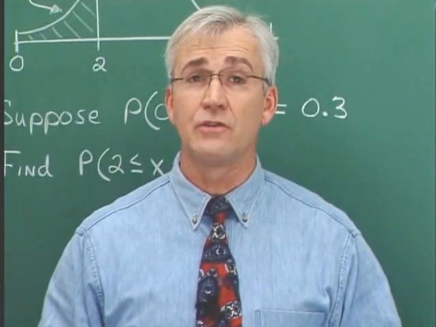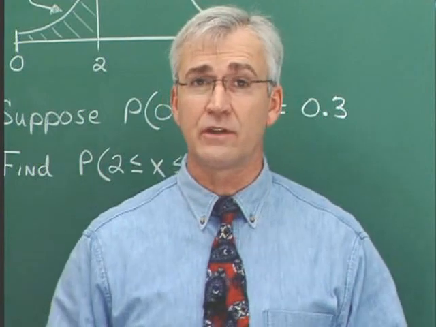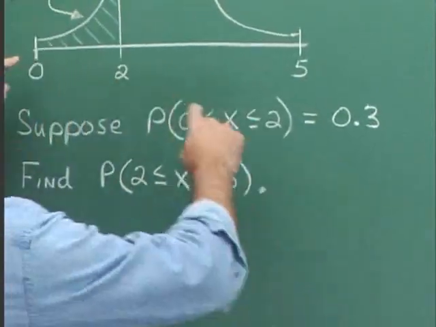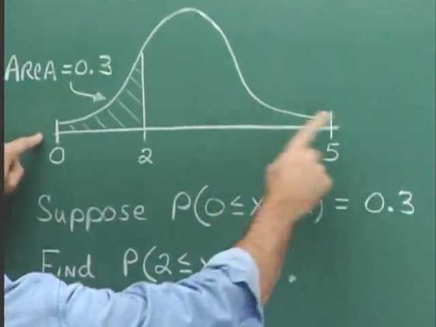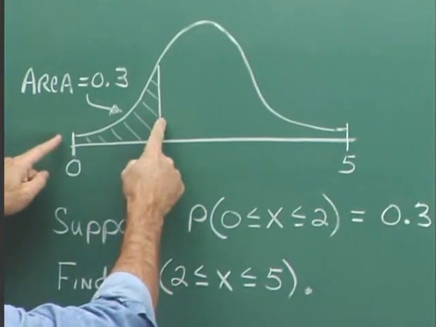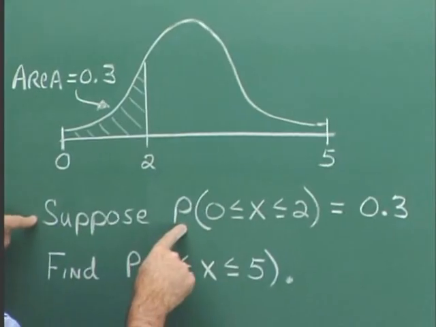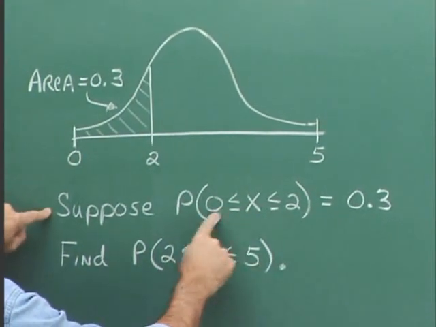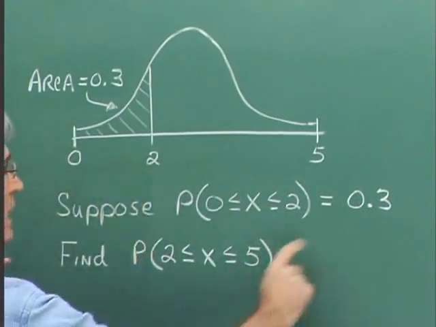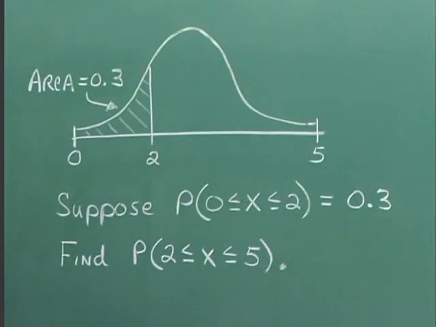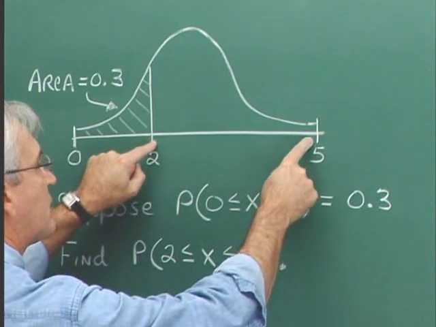Here's a technique that's used rather extensively in statistics. Notice that we have a distribution here, and the area under the curve in this region is 0.3. And that just means that we're supposing that the probability that x falls between 0 and 2, notice in this interval, is 0.3. Now, we want to find the probability that x falls in the region from 2 to 5, that is, x falls into this region.